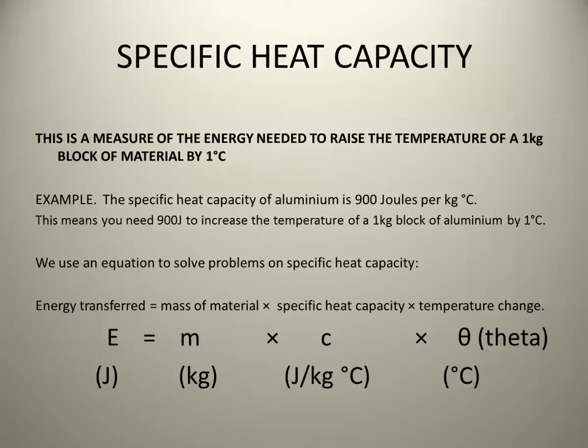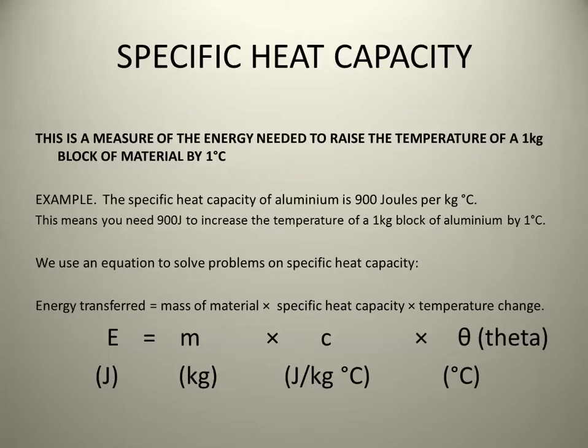The units are not given, so you must make sure you understand the basic units. Energy is in joules, mass in kilograms. Theta, which is temperature change, is in degrees C, and specific heat capacity, which has an odd unit, is joules per kilogram degrees C.